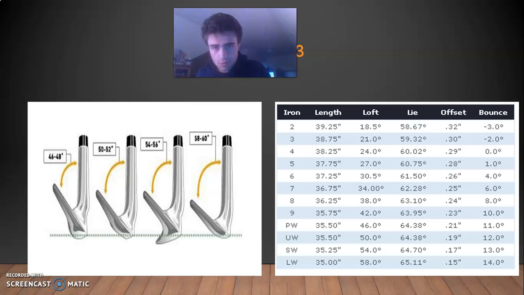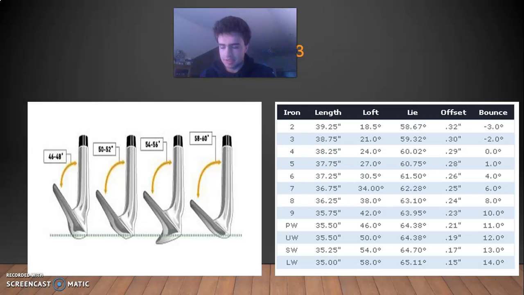Now we're going to talk about loft. So loft is essentially the angle at which a club is angled. As you can see here in these first two visuals, this is a lob wedge, a 58 to 60 degree, and you can see how much angle is between the shaft and the actual club face. And you can see the lower the loft, the farther and lower you will drive the ball. Versus this is the highest point you will probably ever hit it with.